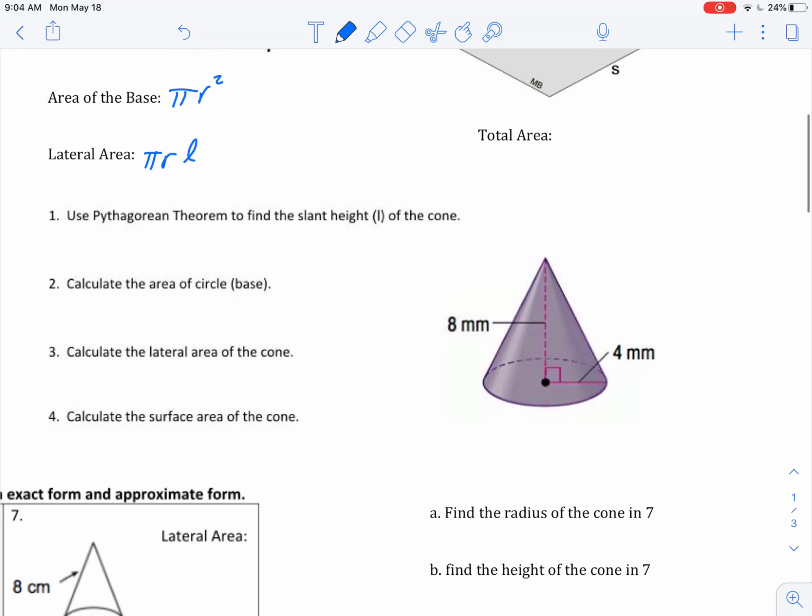So what we're going to do here is start off by using the Pythagorean theorem to find the slant height of the cone. So we want to find the hypotenuse. So it'll be 8 squared plus 4 squared equals L squared. So let's see, 64 plus 16 is 80, equals L squared, or L equals the square root of 80, which is 4 root 5.